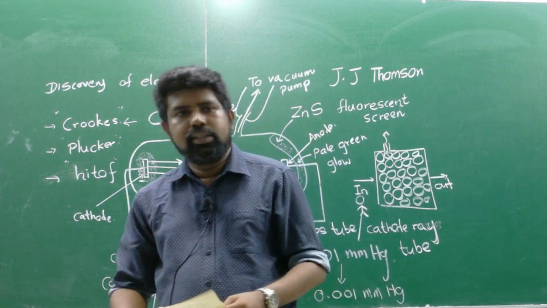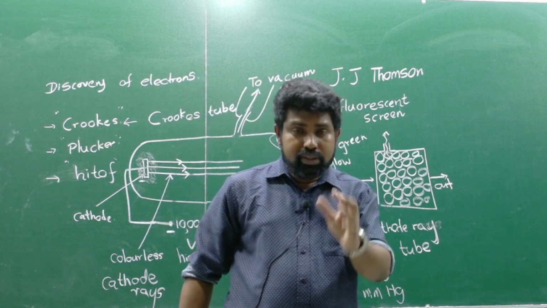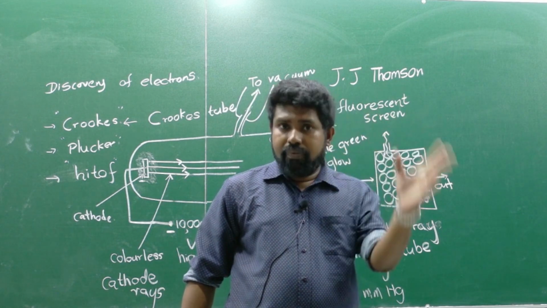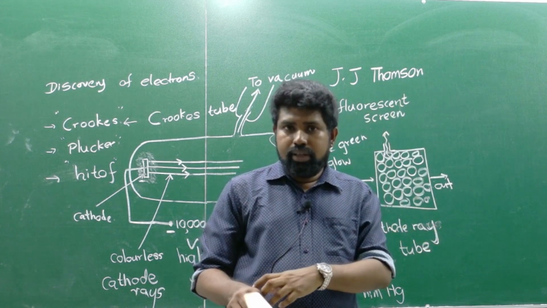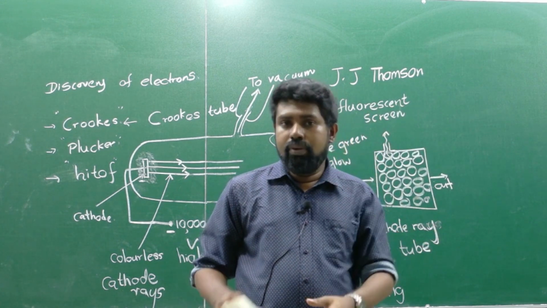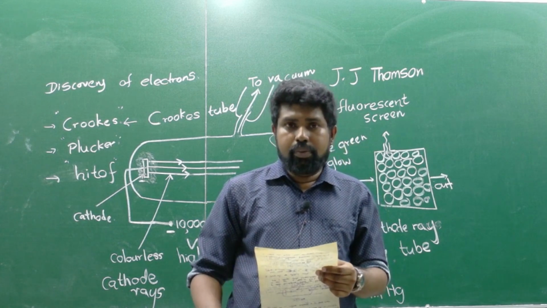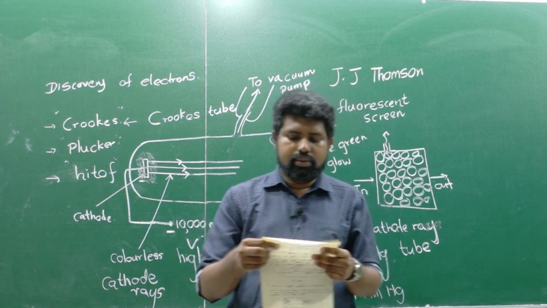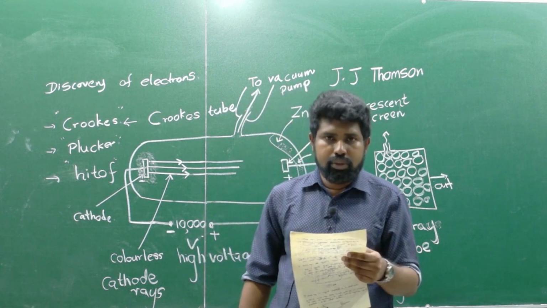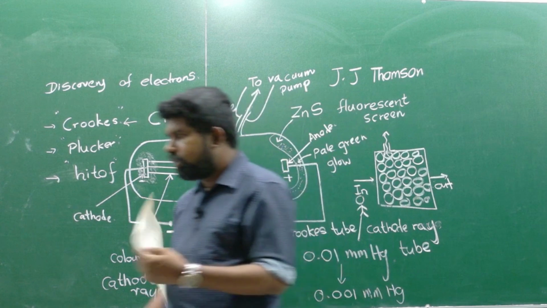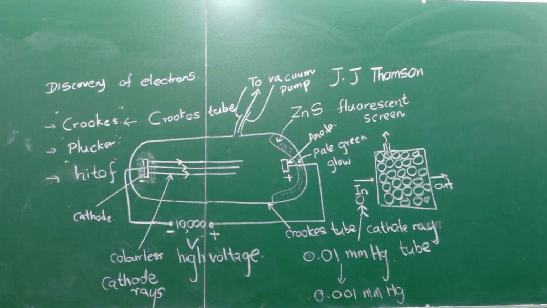Now I will teach you the experiments done by J.J. Thomson and the properties that he found regarding the cathode rays. Write down the first property, number 1. Cathode rays travel in straight lines.